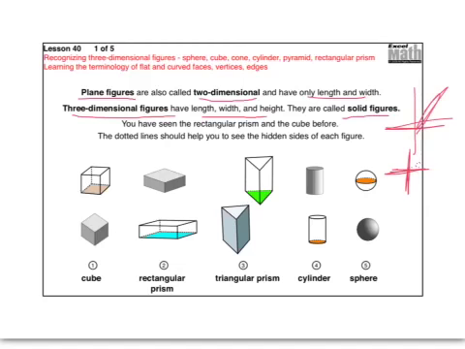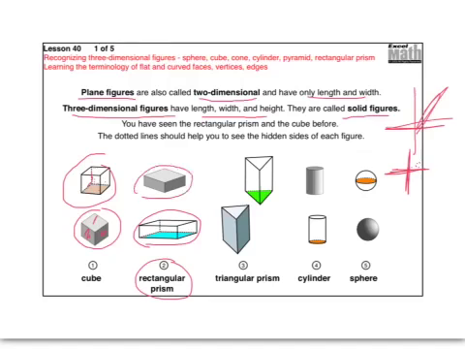You have seen the rectangular prism and the cube before. The dotted line should help you see the hidden sides of the figure. So here we have a shape that's a cube, and right below it's a cube. This one's kind of shaded in, you see that? But this one shows it kind of a see-through view. It's got the dotted lines right there that show you what the shape would look like on the back side. Here's a rectangular prism, two of them. Here's the see-through one and the solid one.